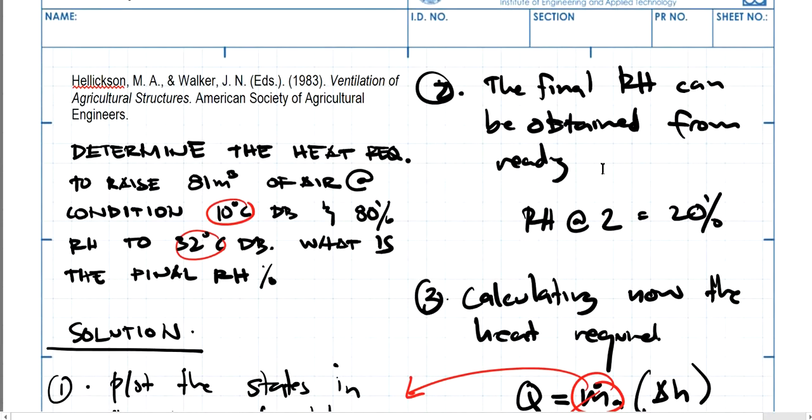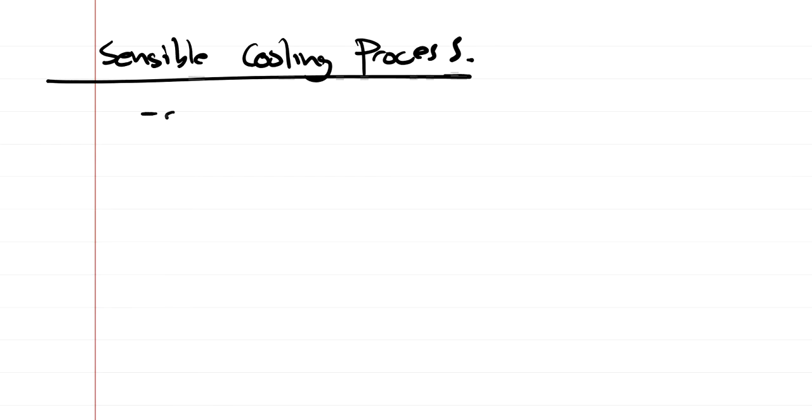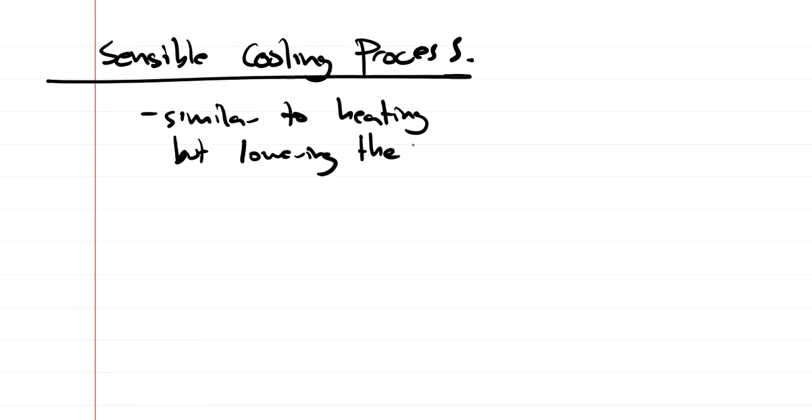Okay, so next we'll talk about the sensible cooling process. Similar to heating, but instead of increasing, it's about lowering the temperature, the dry bulb temperature.